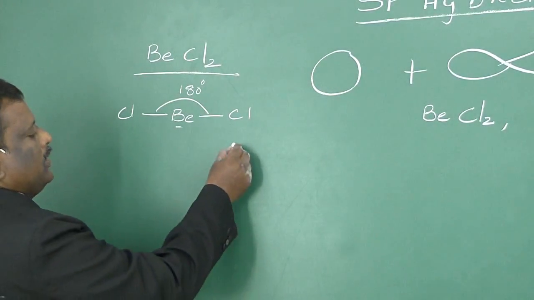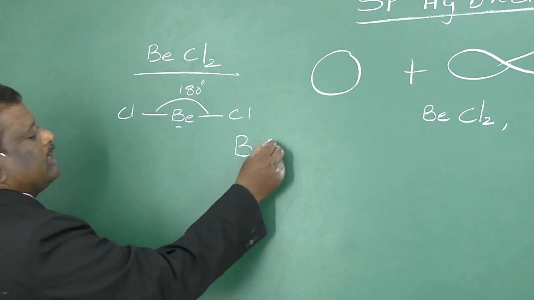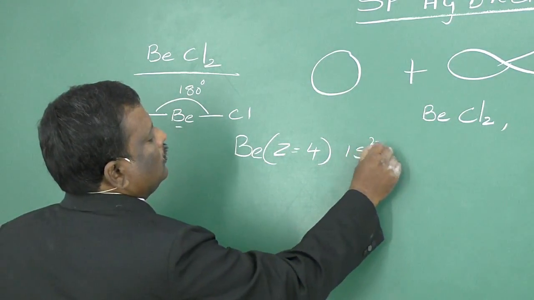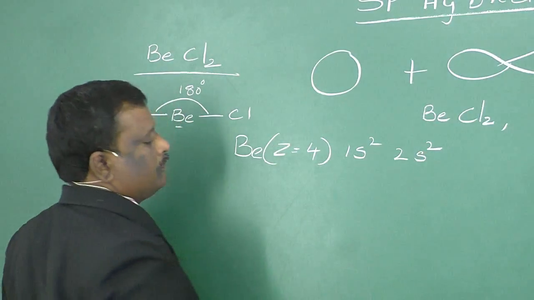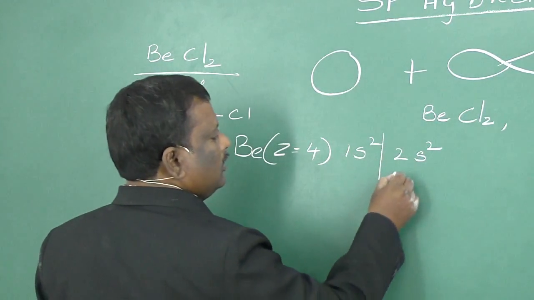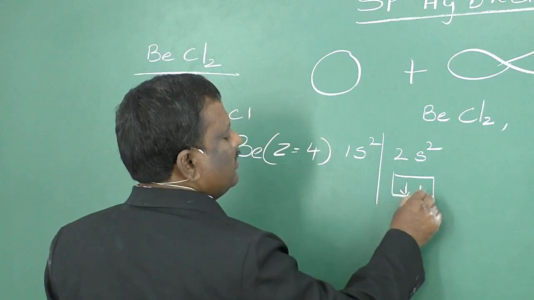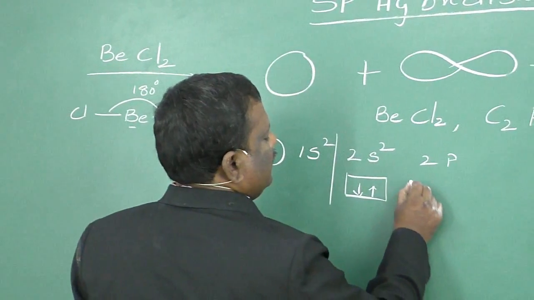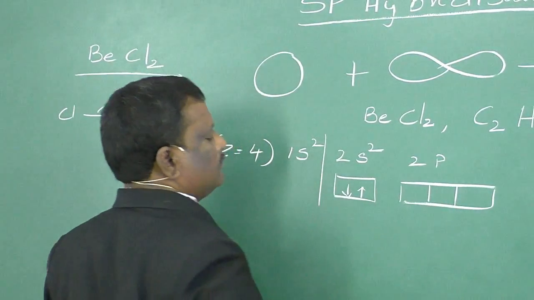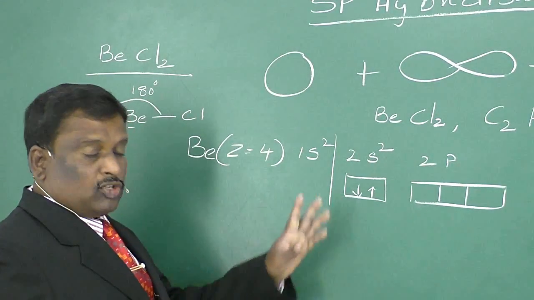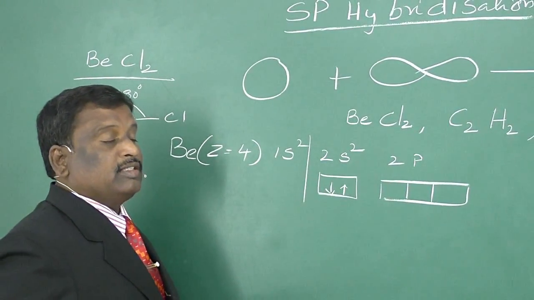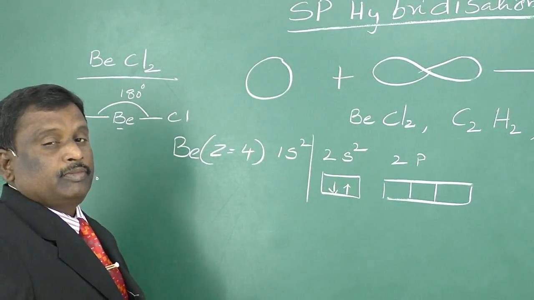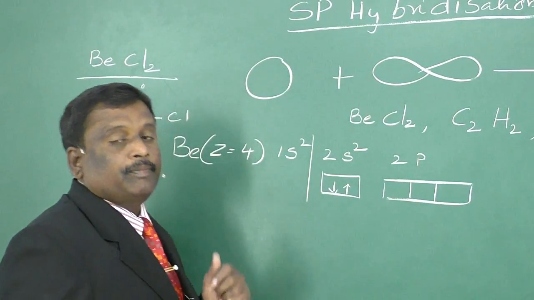In BeCl2, the central atom is beryllium. Its electronic configuration is 1s2, 2s2. That means in the valency shell, you have 2 electrons in the 2s orbital. In the second energy level, we have the 2p orbital, which is empty. According to this electronic configuration, beryllium is not supposed to take part in any bonding according to the octet rule.